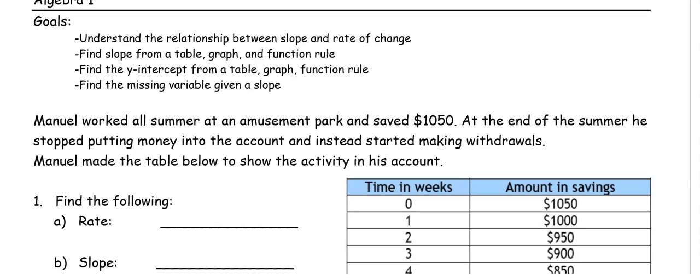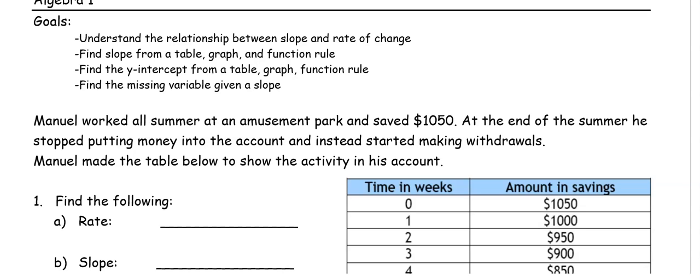The goals of this video are to understand the relationship between slope and rate of change, find slope from a table, graph, and function rule, find the y-intercept from a table, graph, and function rule, and find a missing variable given a slope. So Manuel worked all summer at an amusement park and saved $1,050.